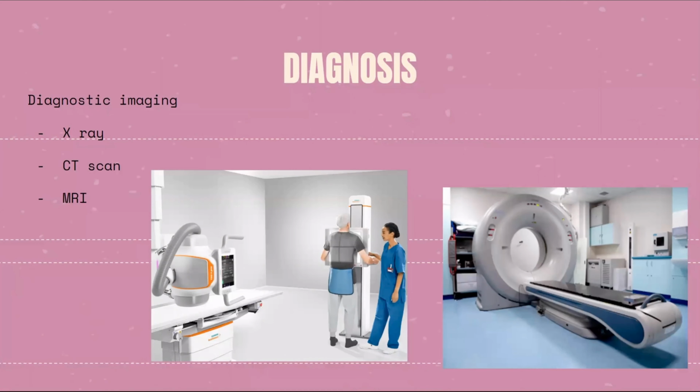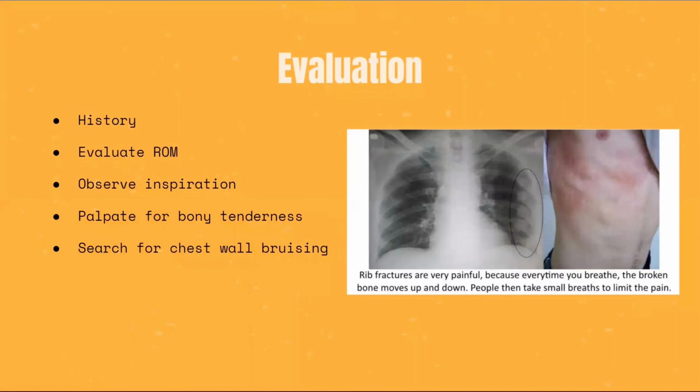The most common way to rule out other injuries or detect associated injuries is with diagnostic imaging. The most common imaging used for rib fractures are X-rays, CT scans, or MRIs. During an evaluation, the doctor will begin by obtaining the patient's history, which can be very important as it can uncover complications or underlying injuries. Then, the doctor will test the patient's range of motion, observe their breathing, palpate for bony tenderness, and search for chest wall bruising.